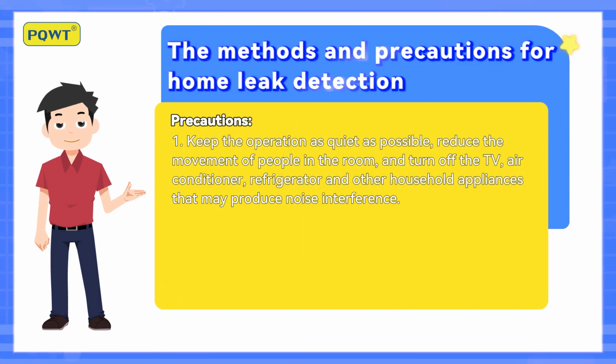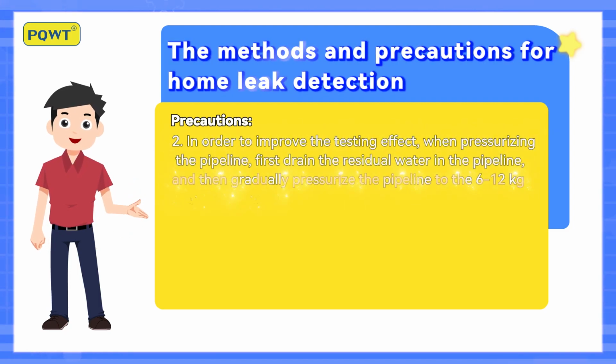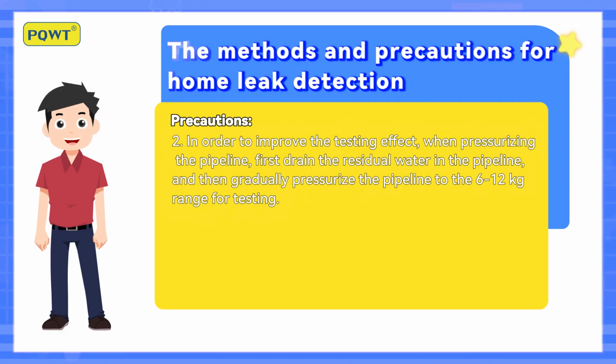Precautions. 1. Keep the operation as quiet as possible. Reduce the movement of people in the room, and turn off the TV, air conditioner, refrigerator, and other household appliances that may produce noise interference. 2. In order to improve the testing effect, when pressurizing the pipeline, first drain the residual water in the pipeline, and then gradually pressurize the pipeline to the 6 to 12 kilograms range for testing.